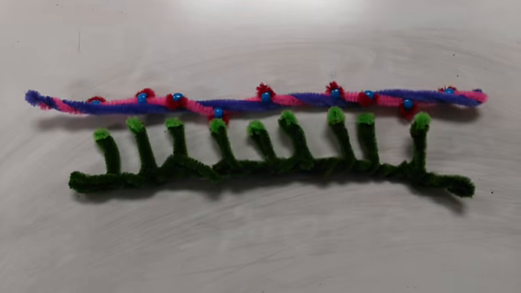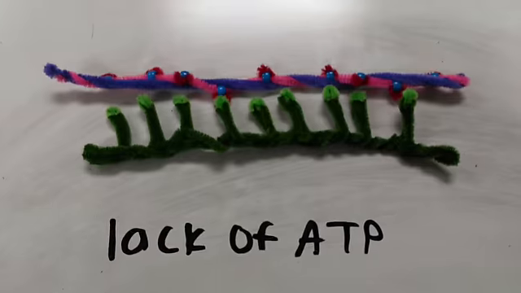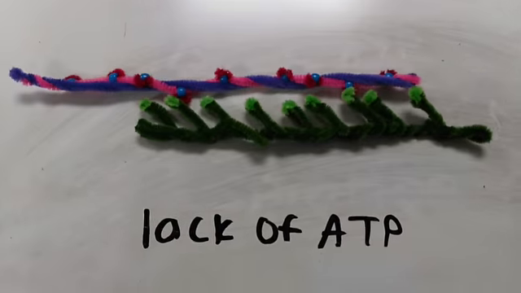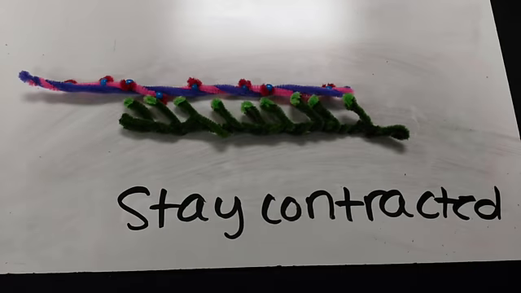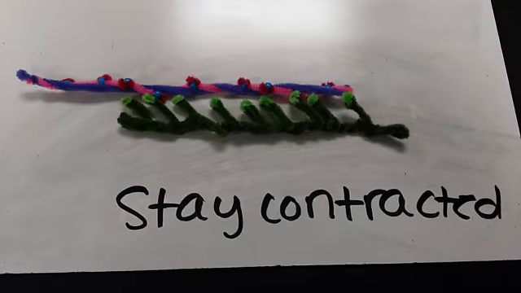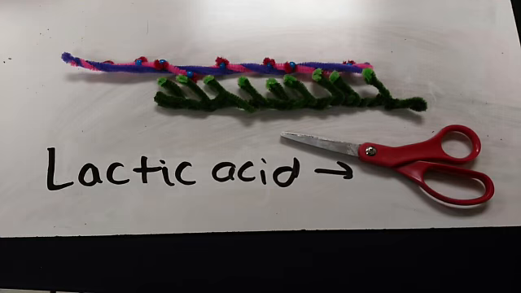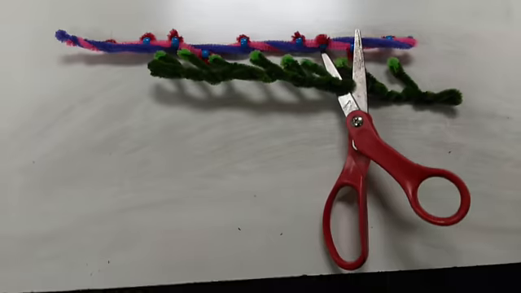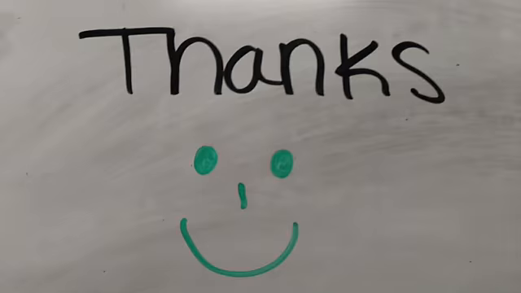The myosin heads are able to become cocked and bind to the actin. However, after the power stroke, there is not enough ATP for the myosin to detach from the actin, causing the crossbridge to remain in place and the muscle to stay contracted. Eventually, the lactic acid produced from anaerobic metabolism will build up and lower the pH of the muscles, causing them to deteriorate and ending rigor mortis.